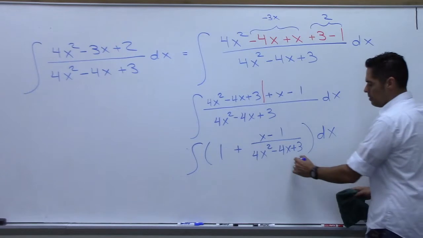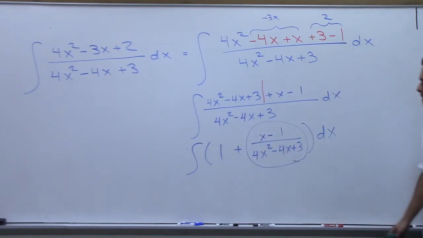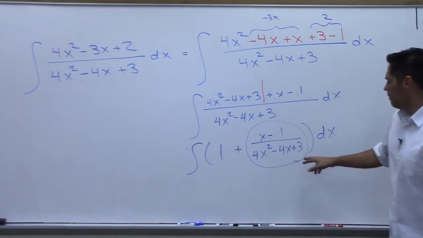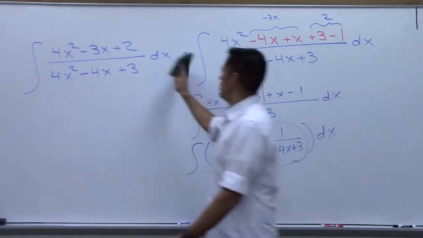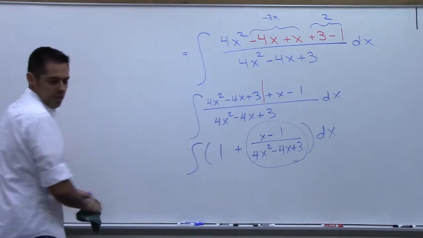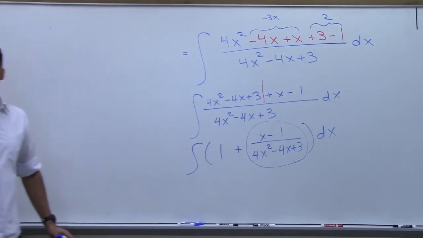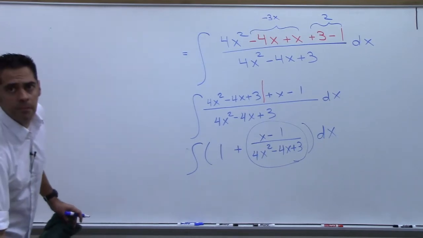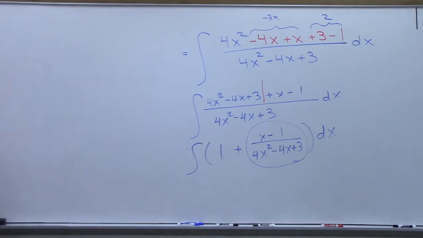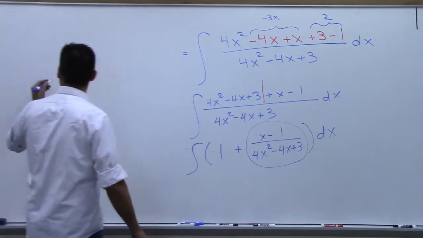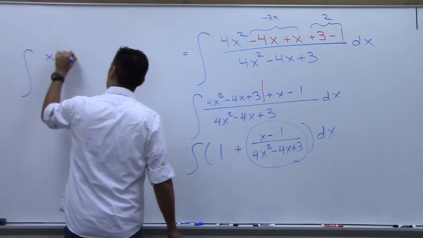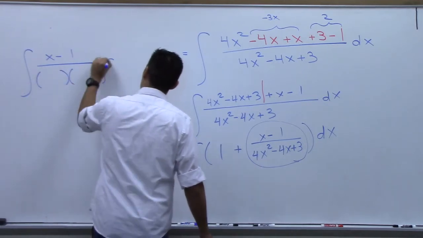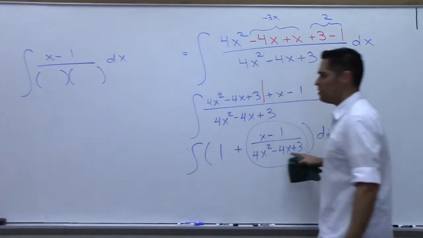Okay, now how do we handle this? Can you handle a linear expression over a quadratic? Very important that we pay attention to what's happening here. Because in the notes from last time, I said we should be able to handle a linear over an irreducible quadratic. The question to you is whether or not this quadratic is reducible. Can you factor that denominator? Does that factor?